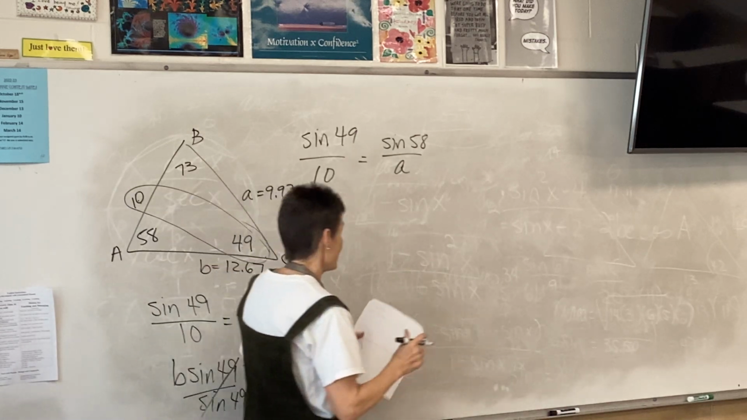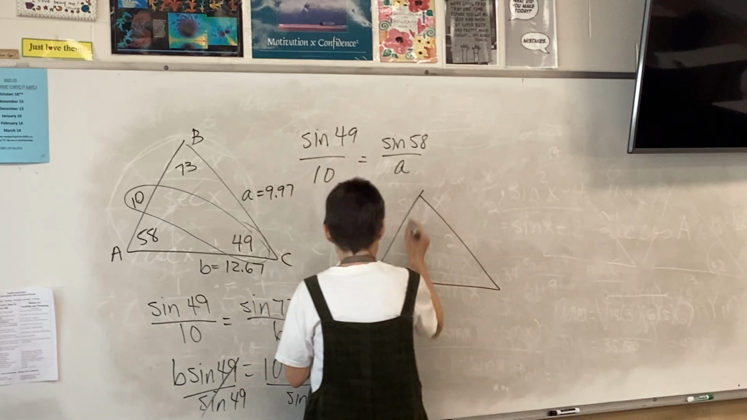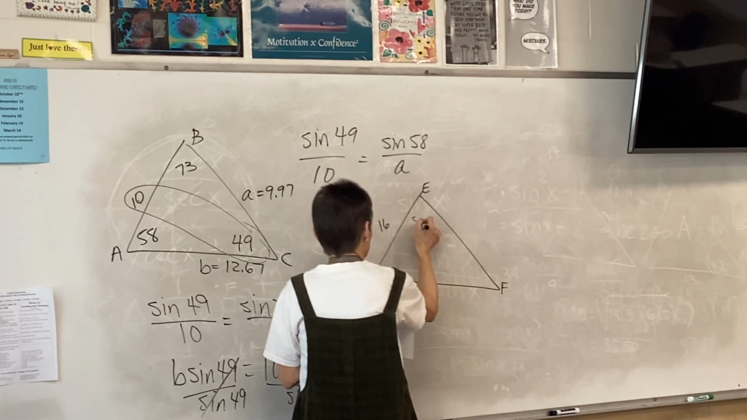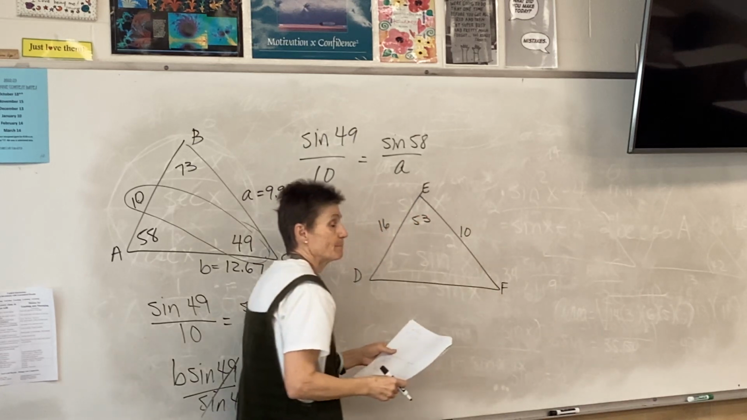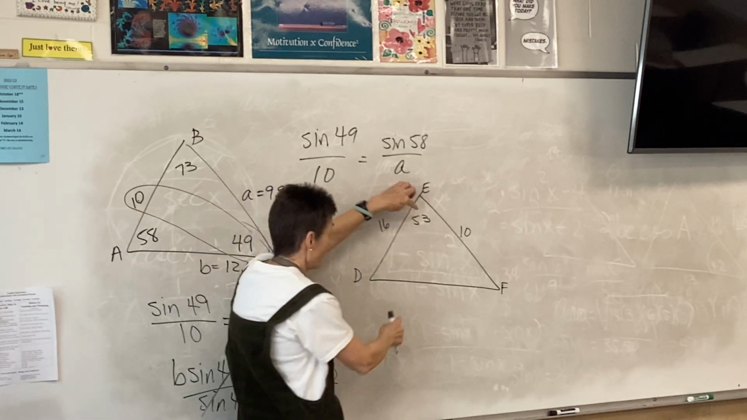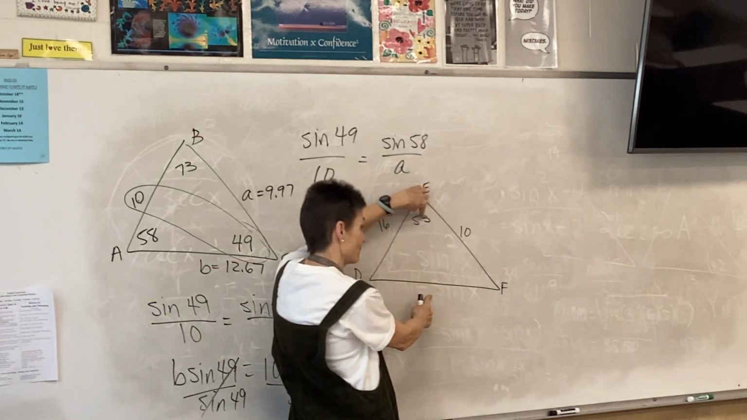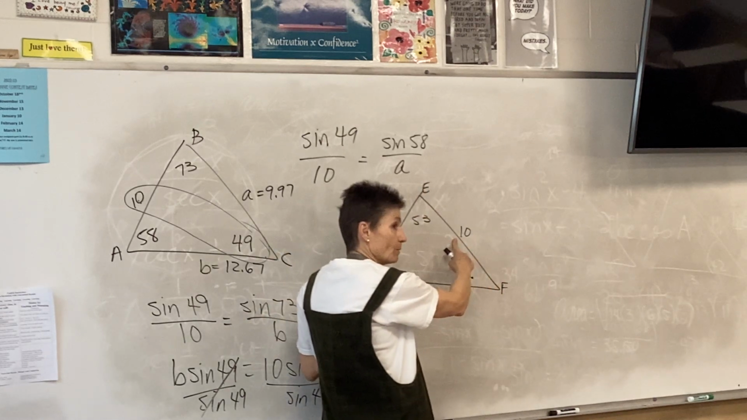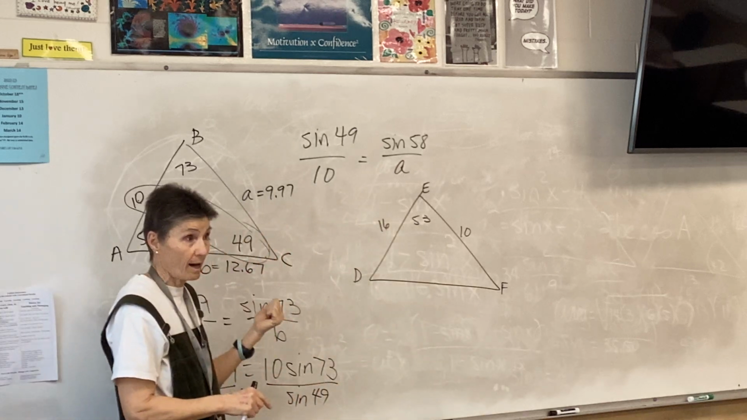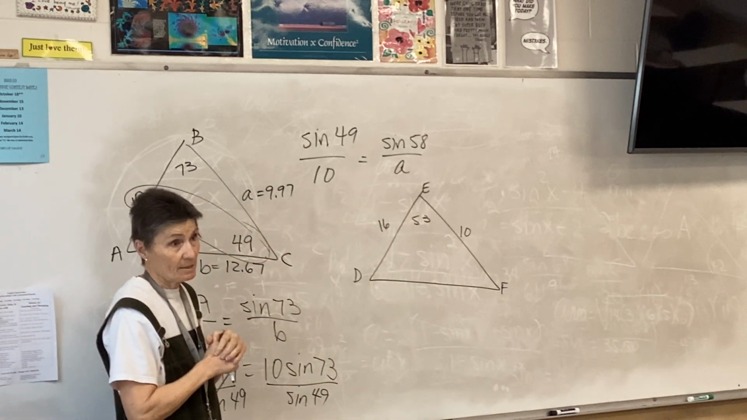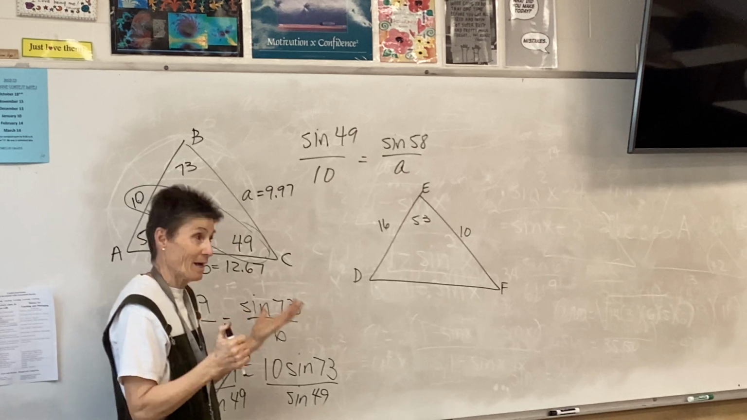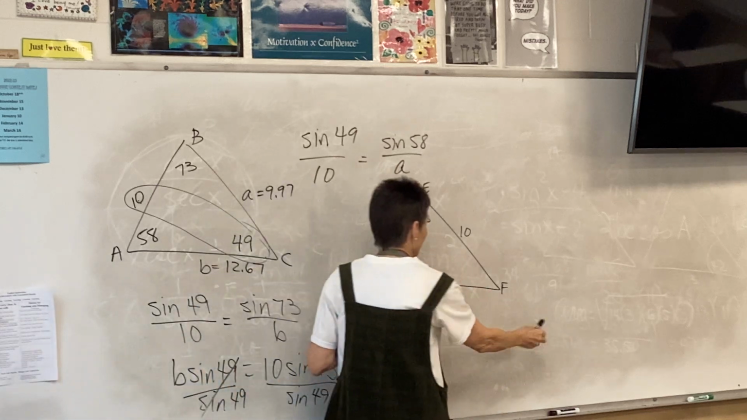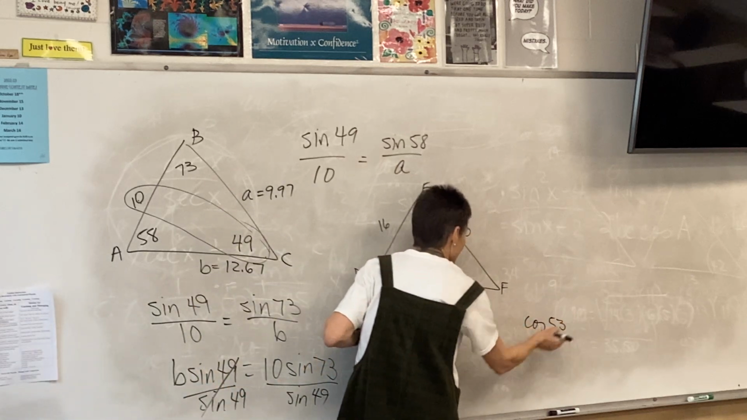Because problem B is another solve the triangle. But this one's a little bit different. Do I know this? No. Do I know this? No. Do I know this? No. So therefore, I will not be doing the law of sines. So what will I be doing? The only other option, law of cosines. So my angle's 53, so out here I'm going to put cosine 53.